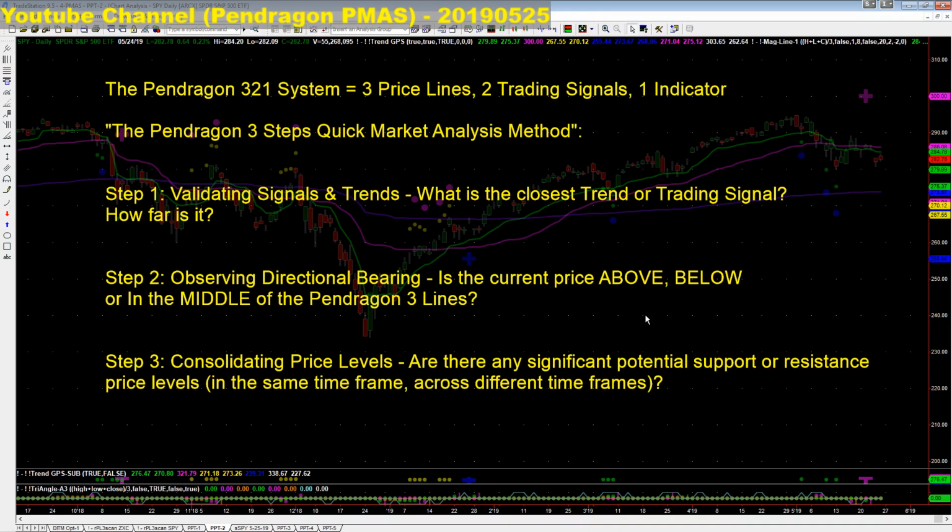Okay. Step 3, we're going to consolidate the price levels. So we're going to see, are there any significant potential support or resistance price levels? We can look for them in the same time frame or across different time frames. So it's really that simple. Okay, so let me give you an example.